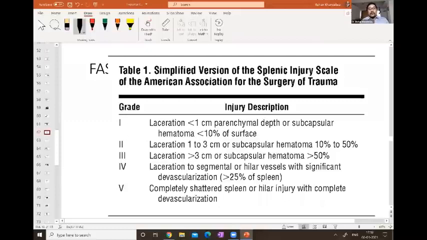These are the grades of splenic trauma. You need to know the grades of splenic trauma. This you need to.